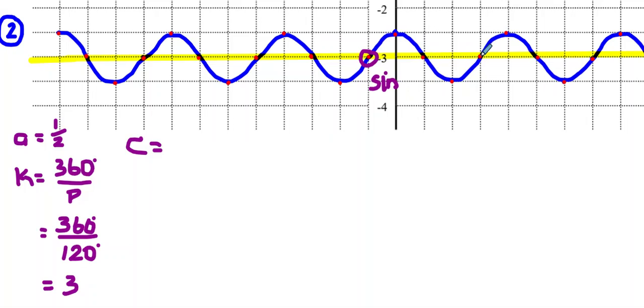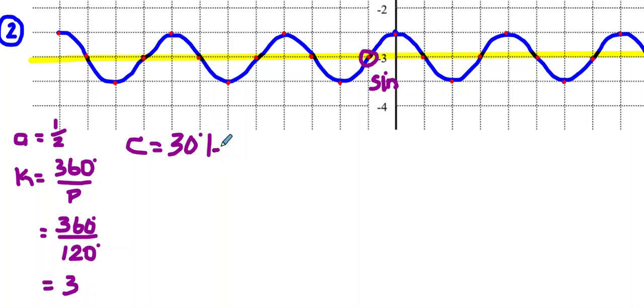I could, in all good conscience, take this point as my start point, or this point, or this one, or this one. There are multiple start points, but I'm going to suggest, just to keep the numbers low for your phase shift, that you use the point that's closest to the y-axis. So in this case, it's going to be 30 degrees to the left.